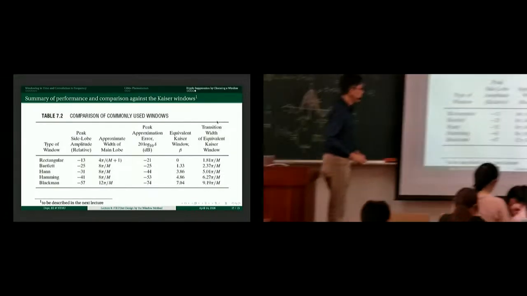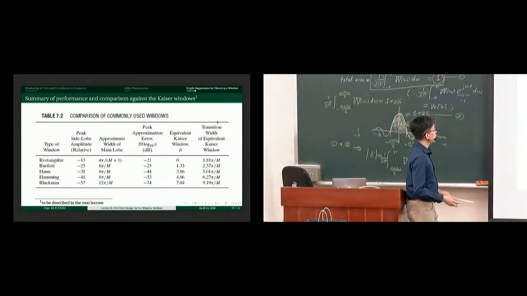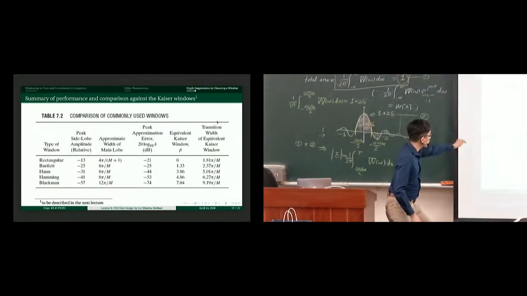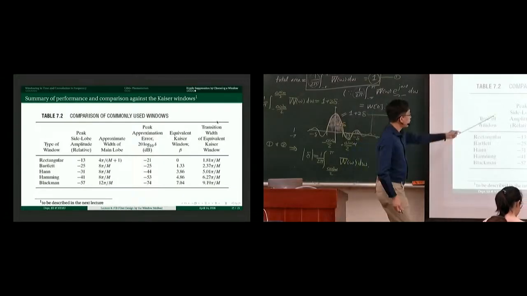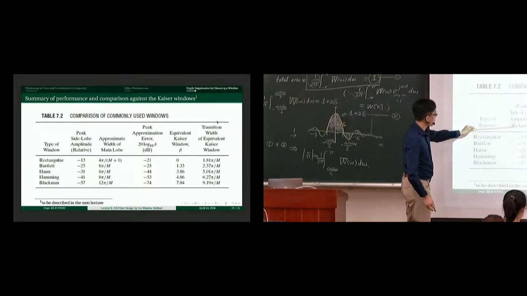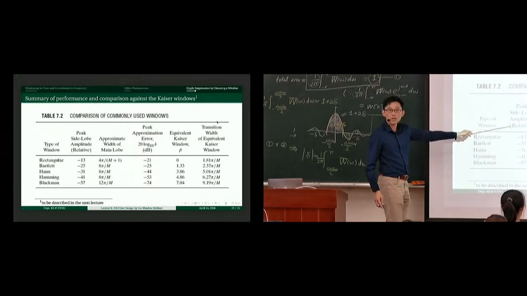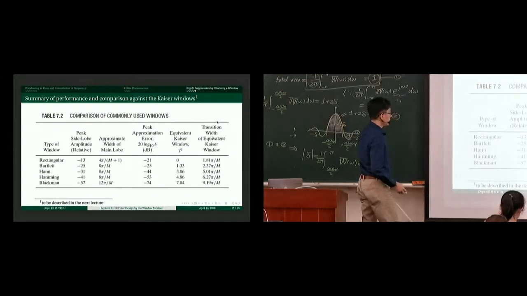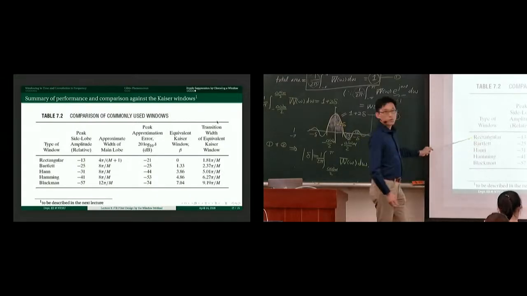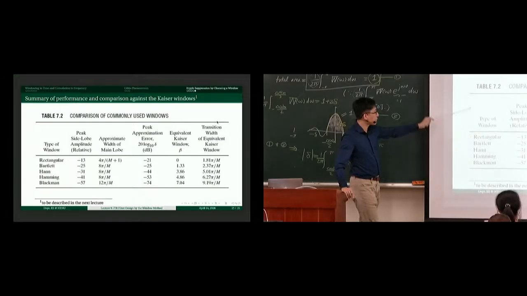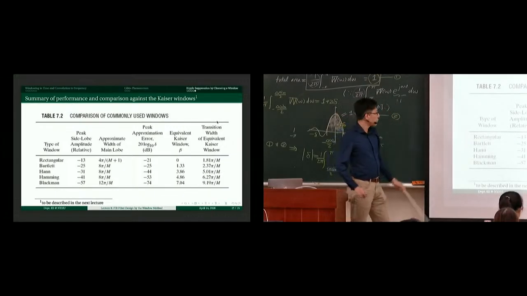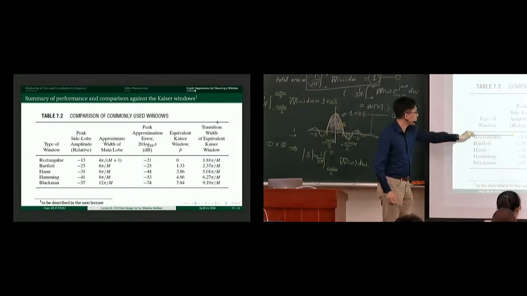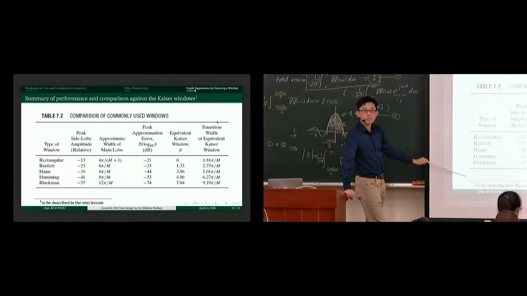This table is good to refer to. It shows a few columns, and in the first column we're looking at different types of windows, and the side lobe amplitude relative to the main lobe. Minus 13 dB for rectangular. That means if the main lobe height is 1, the first side lobe is 13 dB down. And that turns out to be the tallest side lobe among all the windows.